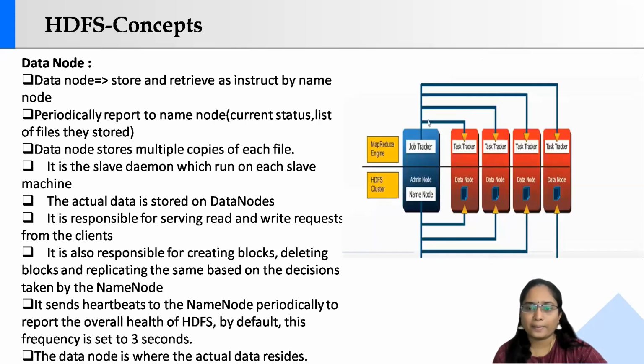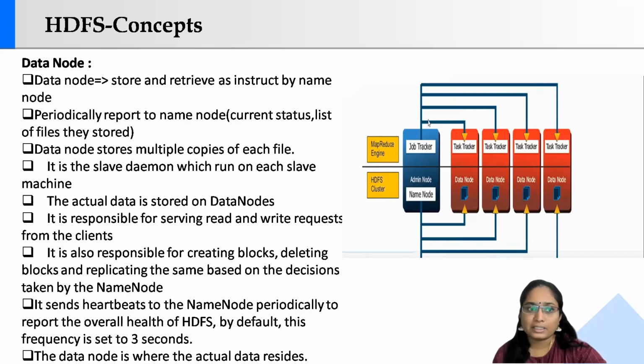So what is the data node? The data node stores and retrieves blocks as instructed by the name node. It mainly runs on each slave machine, where the actual data is stored. For example, think of the American phone book: the phone numbers are stored across every data node, and from these we can get them back through the whole phone book system. It is responsible for serving read and write requests from the clients.